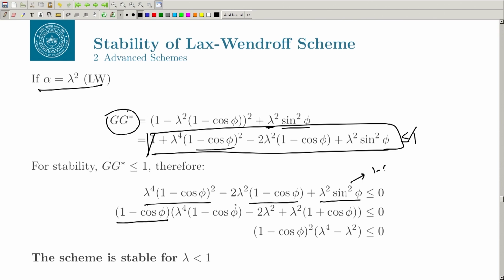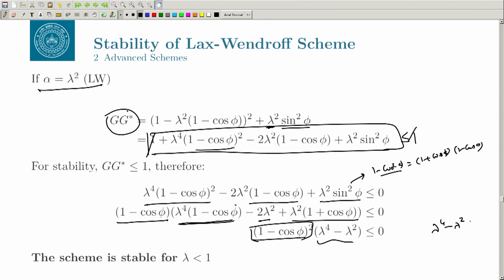Because sin square phi is 1 minus cos square phi, which is basically 1 plus cos phi times 1 minus cos phi, okay. So, take the 1 minus cos phi out. So, this is lambda to the 4 (1 minus cos phi) minus 2 lambda square plus lambda square (1 plus cos phi), and that will become lambda to the 4 (1 minus cos phi), and this is minus lambda square (1 minus cos phi), right. So, take the 1 minus cos phi again out, okay. So, that you will have lambda 4 minus lambda square less than or equal to 0, or lambda 4 is less than or equal to lambda square, that means lambda is less than or equal to 1, okay.